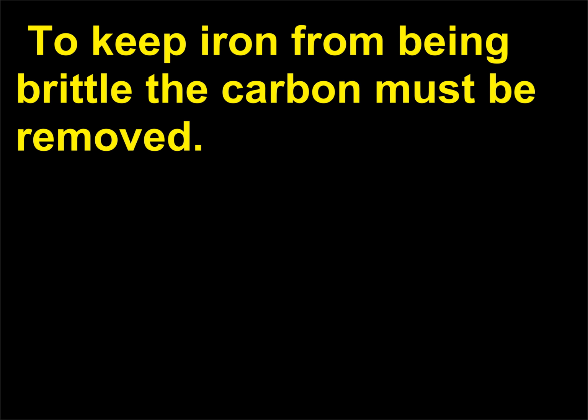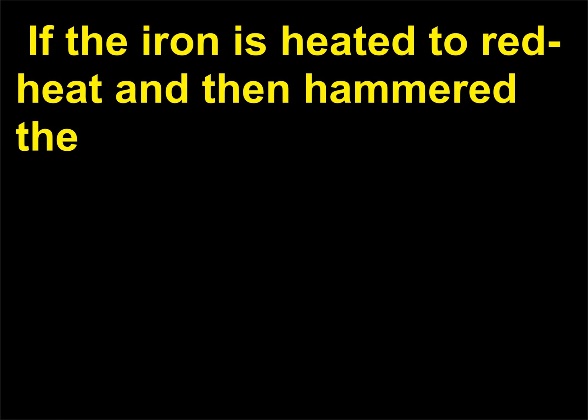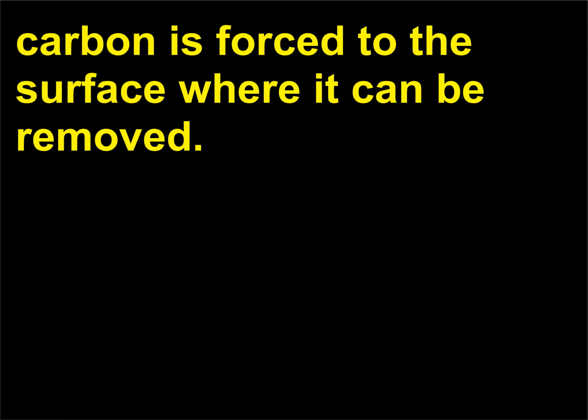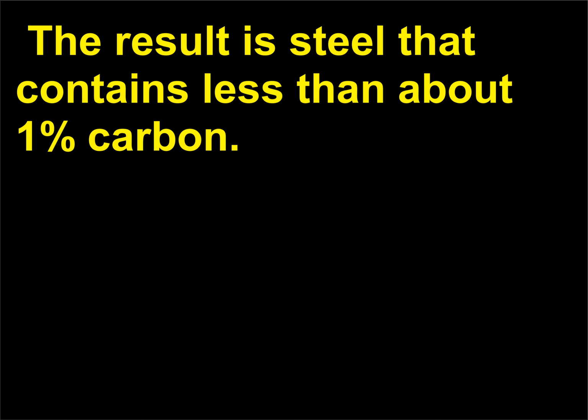To keep iron from being brittle, the carbon must be removed. If the iron is heated to red heat and then hammered, the carbon is forced to the surface where it can be removed. The result is steel that contains less than about 1% carbon.